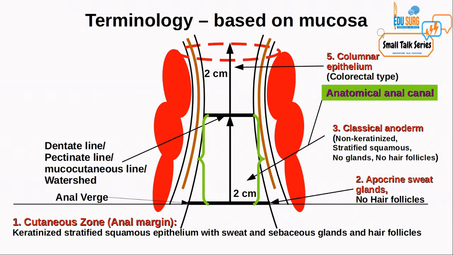So now you understand. Based on mucosa, the anal canal lined by classical anoderm is the anatomical anal canal, which lies between the dentate line and the anal verge. Now this is one area highlighted by dotted lines that I would like you all to think about before I go into it, what this area is. I'll take a 2-second pause.